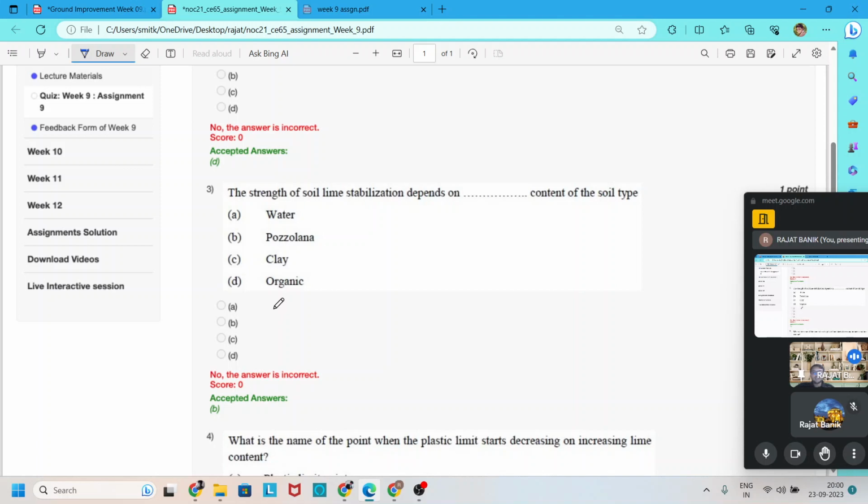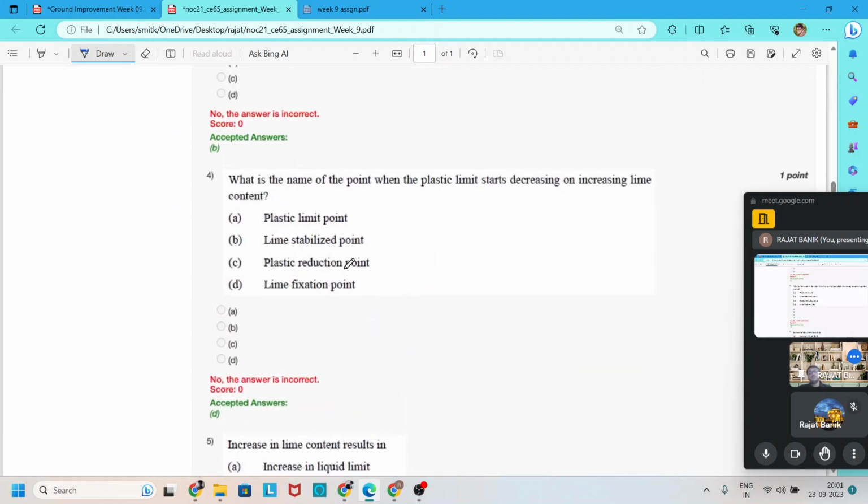The third question asks that the strength of soil lime stabilization depends on what content of the soil type. We know that soil should be reactive to gain strength through lime stabilization, and for that, the pozzolanic content should be present in the soil. The pozzolanic content is calcium, silica, and aluminum. So the correct option is option B, pozzolana.